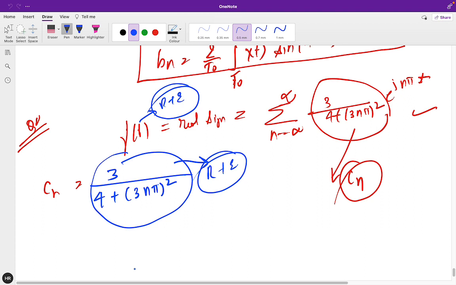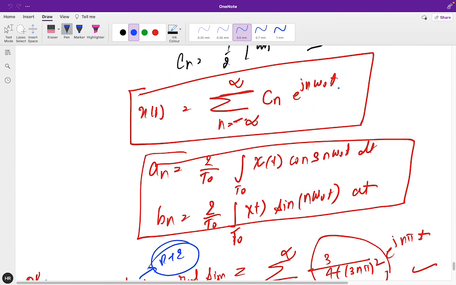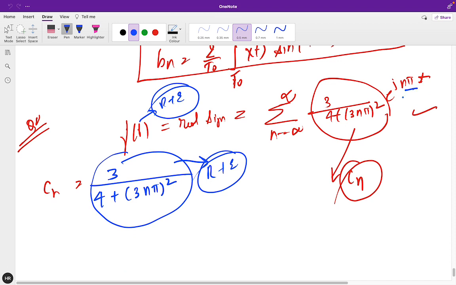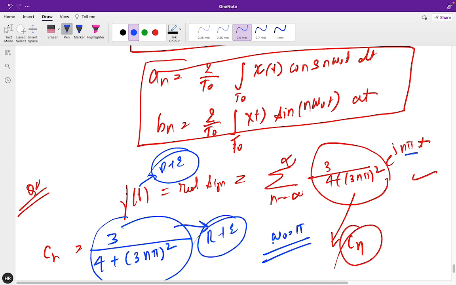Now what is the omega naught value? From the general formula, n omega naught t, so the omega naught value is given as pi. We know that 2 pi by T naught is equal to omega naught. So what will be the value of T naught? Omega naught divided by 2 pi. And what is the omega naught value? It's given pi, so T naught is 2.